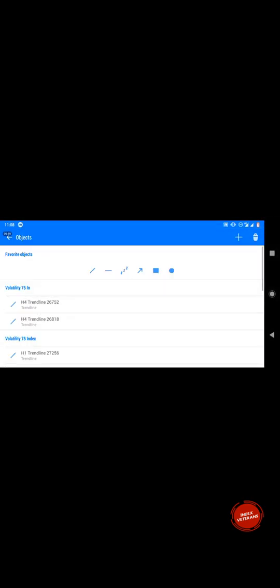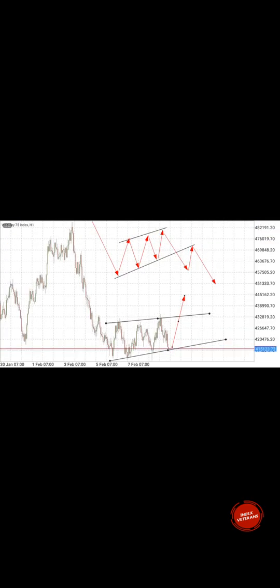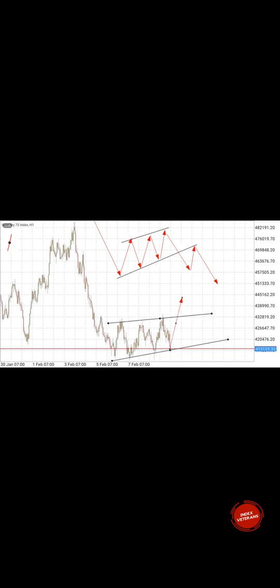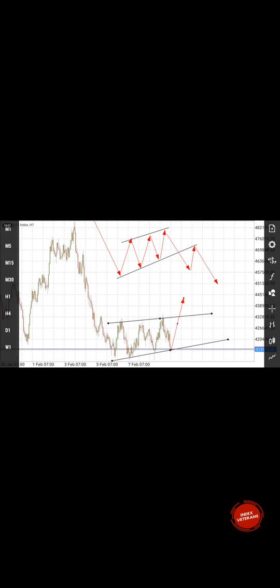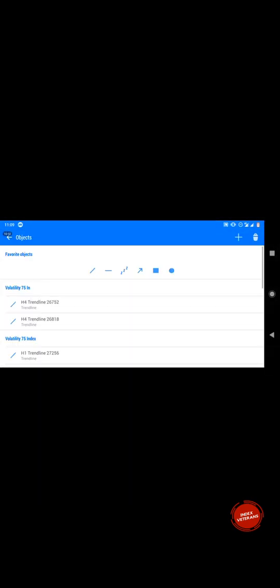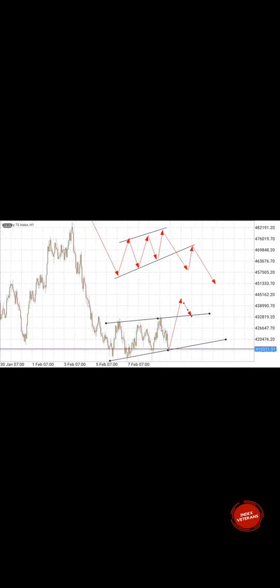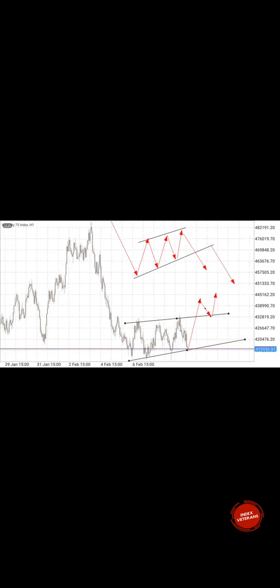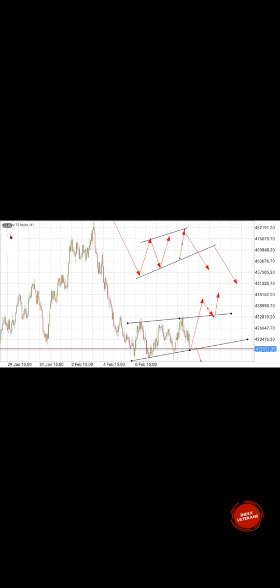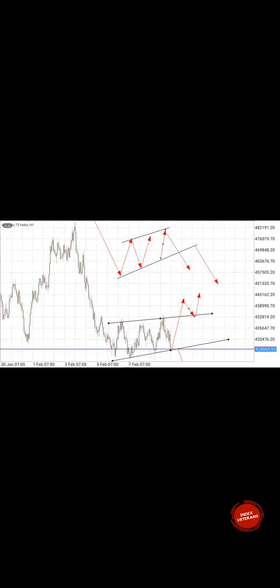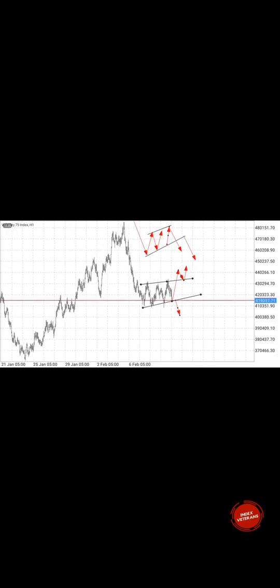Let me try and draw. In case there's a break above, though not with high probability, just in case, wait for a retest. A retest, then you can enter the trade. Okay, if there's a break below, then you wait for a retest also. You wait for a retest.